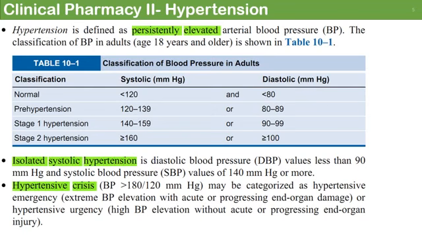Hypertensive crisis is a situation when the blood pressure is greater than 180 over 120 millimeters of mercury. It can be classified as emergency, which is extreme blood pressure elevation with acute progressive organ damage, or urgency, which is blood pressure elevation without progression in the organ damage.